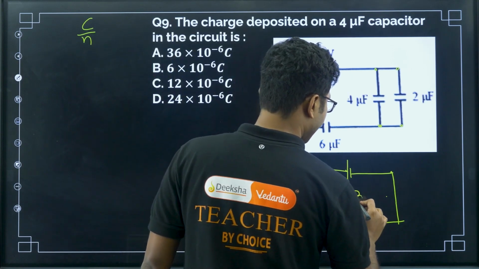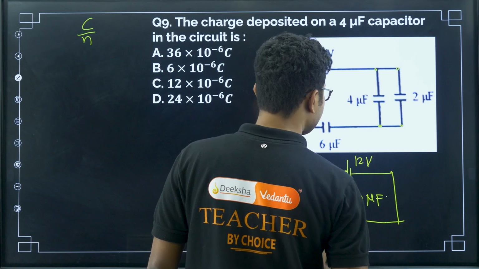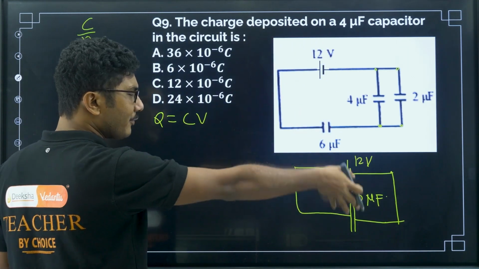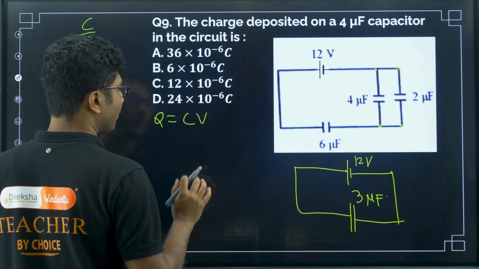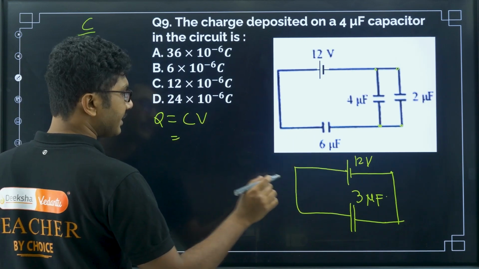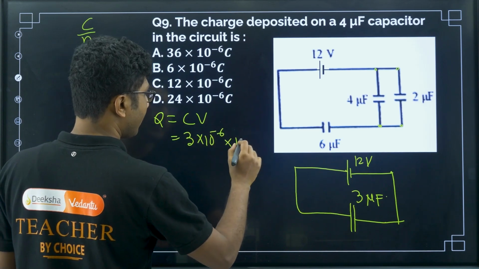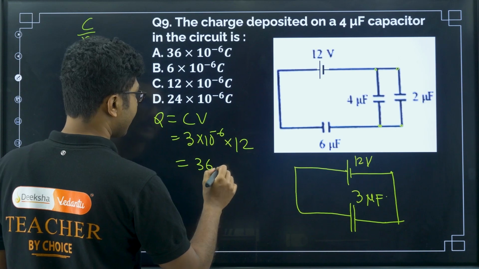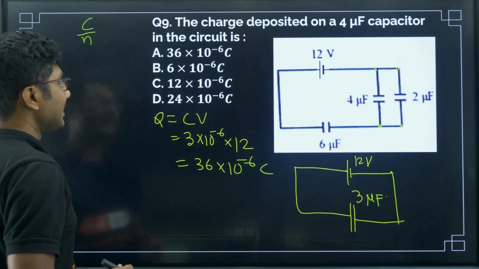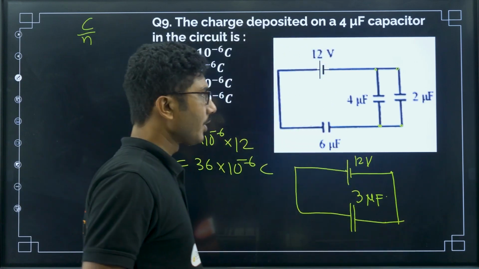Now 3 microfarad and 12 volt. So let's calculate the charge. Charge will be Q is equal to CV. This part you can do immediately and it's very simple if you practice. From now on, the mathematics is starting. So Q is equal to CV. C is 3 microfarad and volt is 12. So 36 times 10 to the power of minus 6. This is the charge of this entire system, right?